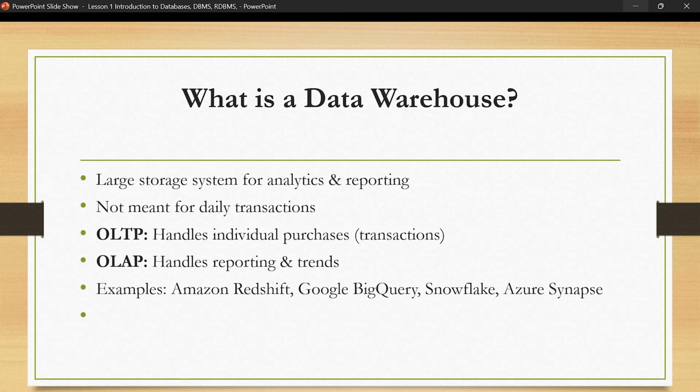OLTP is nothing but online transaction processing, and OLAP is nothing but online analytical processing. We have a lot of data warehouses like Amazon Redshift, Google BigQuery. You might be aware of these. Then Snowflake is there. A lot of data warehouses are present.